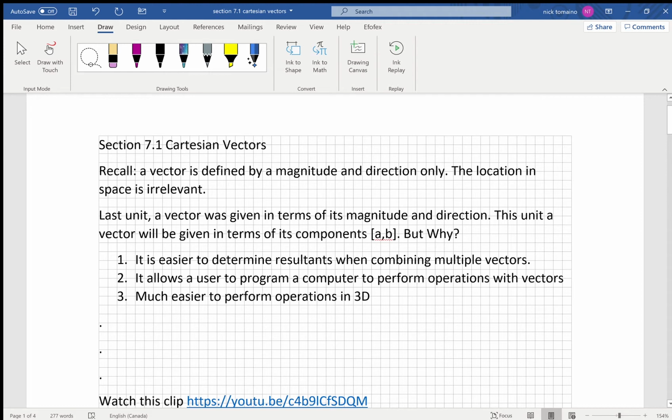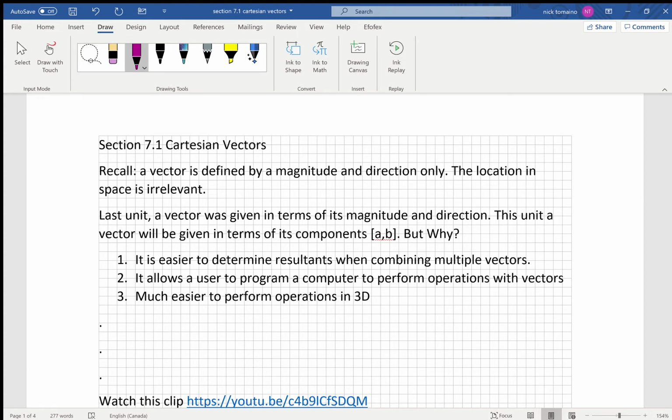Last unit we talked about vectors in what we call their geometric form, and a vector was defined by a magnitude and a direction only. This unit, a vector will be given in terms of its components, a comma b, so that's x comma y. Any vector, you can figure out its component in the x direction and its component in the y direction. So why do we do this? It can also be a, b, comma, c for 3D.